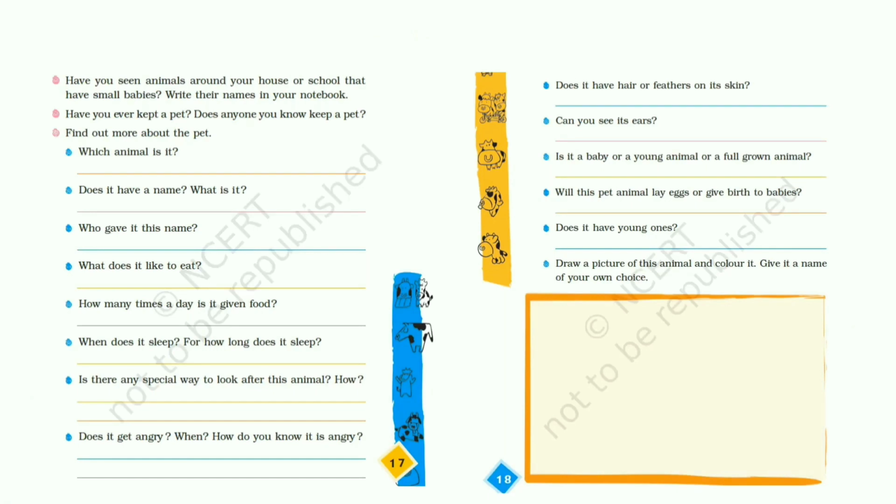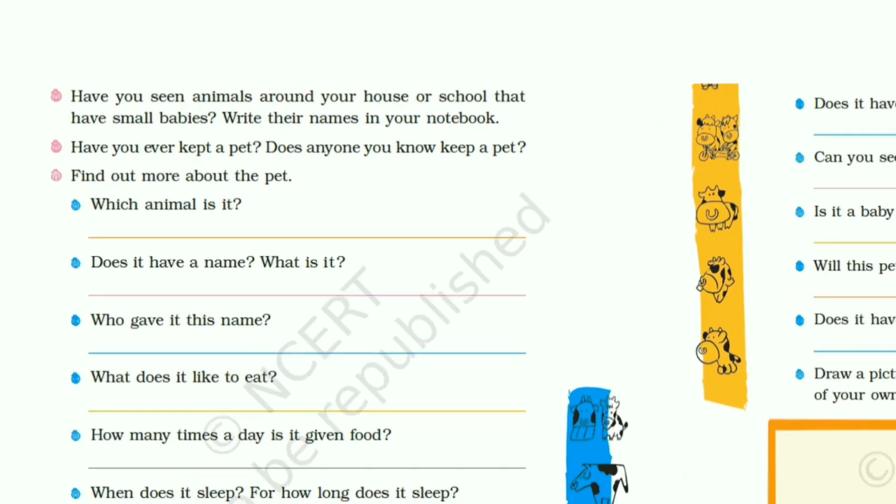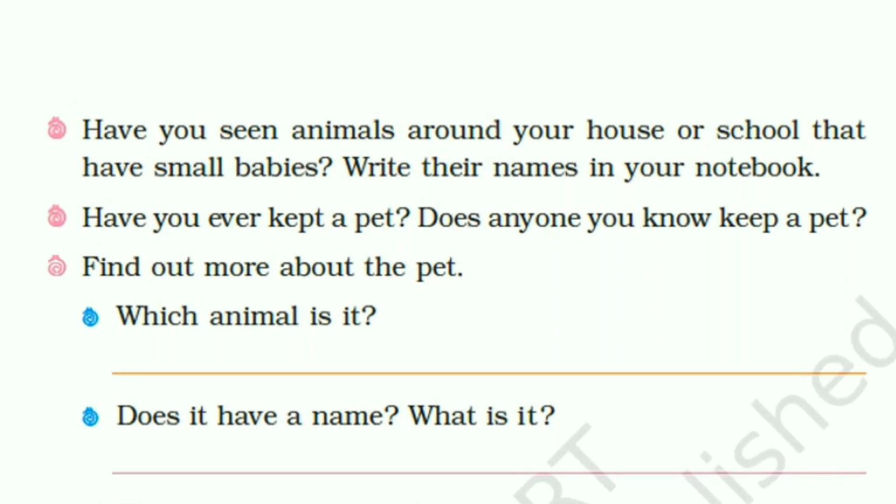Now on this page, there are questions related to personal experience. So you are instructed to write yourself. I am going to read out the questions for you. Question number 1. Have you seen animals around your house or school that have small babies? Write their names in your notebook. Have you ever kept a pet? Does anyone you know keep a pet? Find out more about the pet.